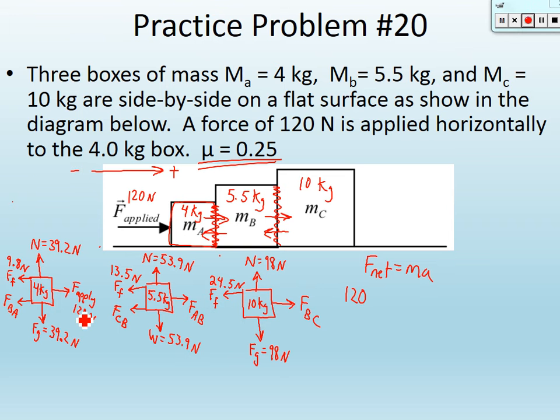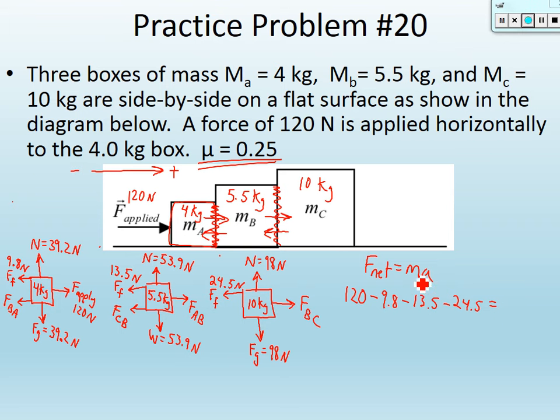Now let's subtract off everything that was going to the left, which is basically all the frictions, right? So let's subtract off all these frictions. Let's start here with 9.8. We're going to subtract off the friction from block B, which was 13.5, and we're going to subtract off the friction from block C, which was 24.5. And that's going to give me the net force on this system.